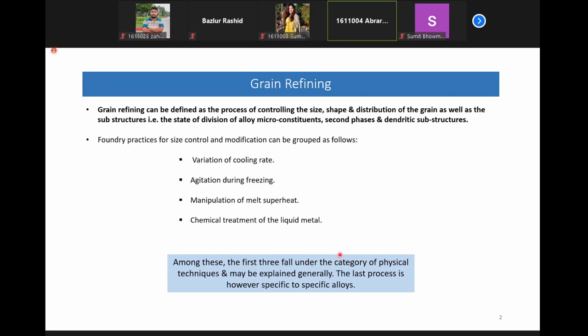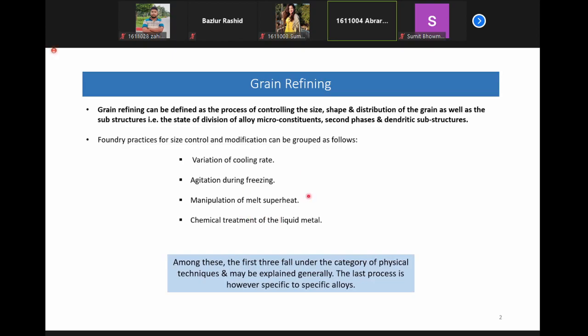extended to the control of substructures such as the alloy microconstituents or dendritic structures. And in foundry practice, the way to modify these structures can be done in a couple of ways. Basically, you can vary the cooling rate, you can create agitation during freezing, you can manipulate the superheat, and you can perform chemical treatment of the liquid metal.